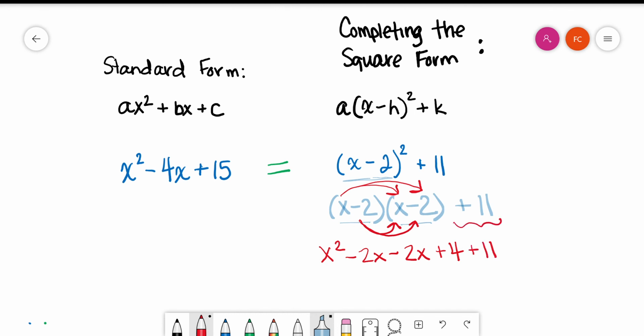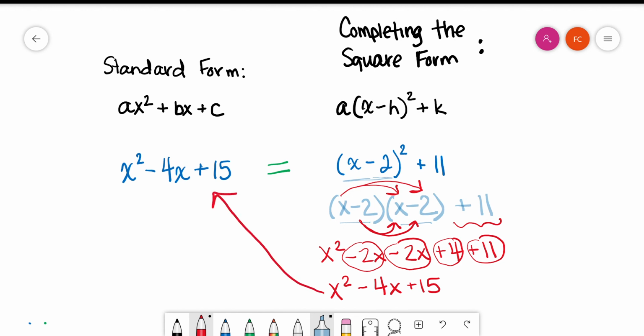At this point, I can go ahead and combine like terms. This negative 2x and this negative 2x are alike, so I can combine that into negative 4x. I'm going to bring down this x squared. There are no like terms for that one. And then we've also got these two like terms here, this positive 4 and positive 11. And when I combine those, we get positive 15. And lo and behold, after we do some distributive property and combining like terms, we have the same exact equation as it was written in standard form. So that was just to prove to you that this form and this form are equivalent to each other.